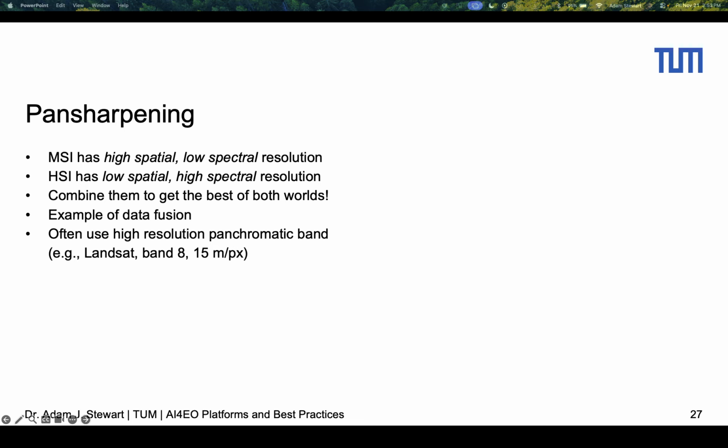Another really cool thing that you can do with satellites is called pan sharpening. So we saw a lot of these satellites, especially the multispectral satellites, or even some of the very high resolution satellites. They have high spatial resolution, but they lack that spectral resolution. So they just see a very highly resolved image, but you only see red, green, blue.